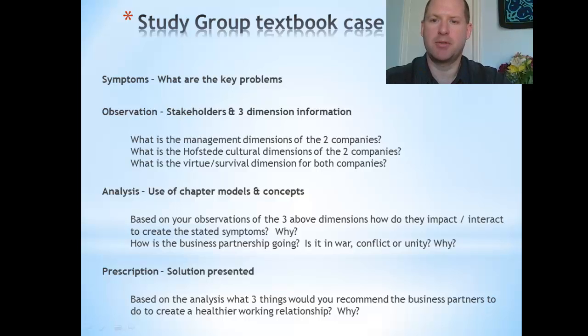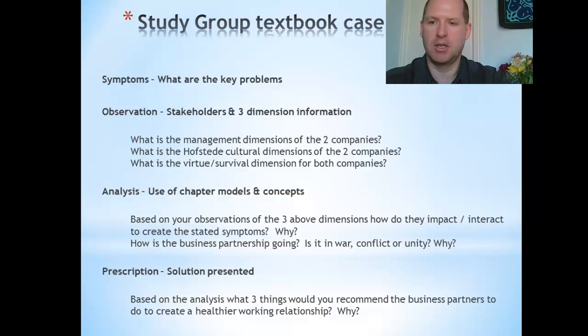And then in the observation, I try to help you out with some questions there. What is the management dimension of the two companies? And as you look in this case, you should take the Chinese government as one company or organization, and Google, which is an American company. And so those are the two entities that you're comparing in the management dimension, in the Hofstede dimension, and in the virtue dimension. So you need to make observations.